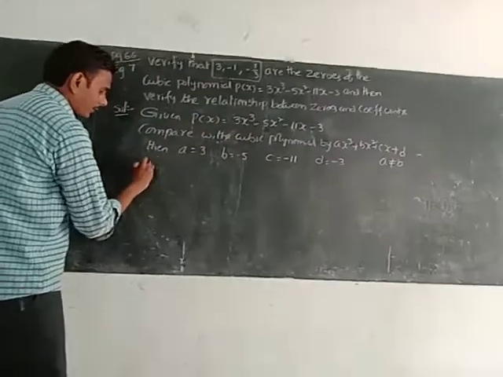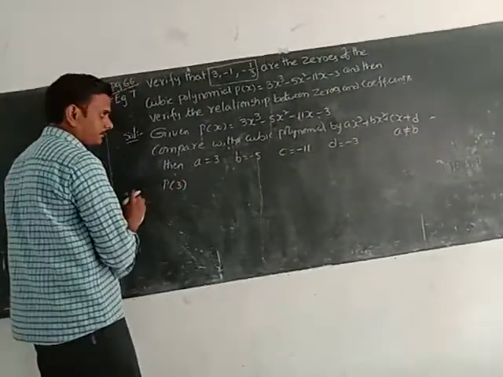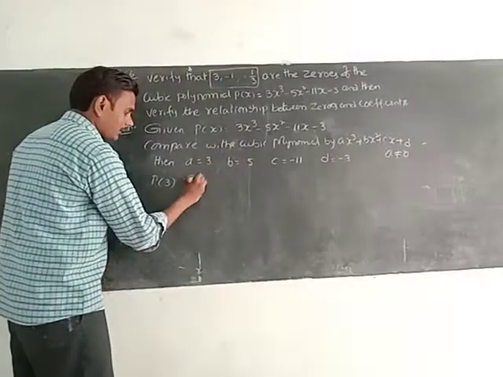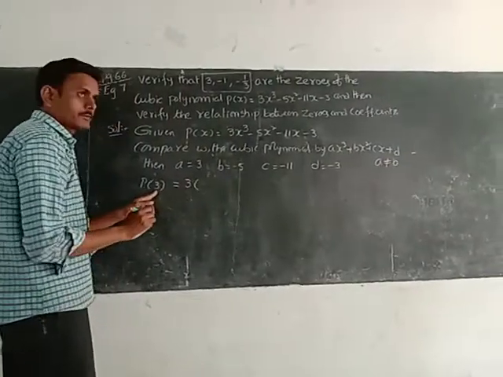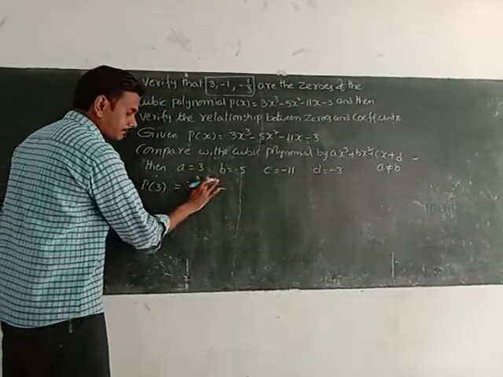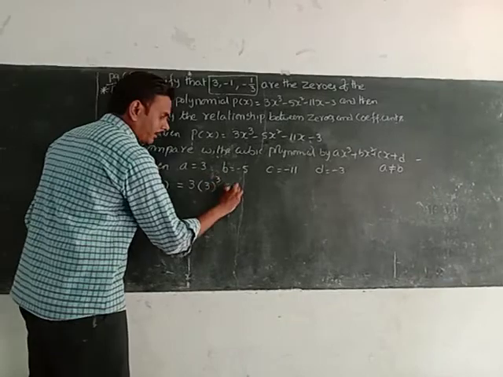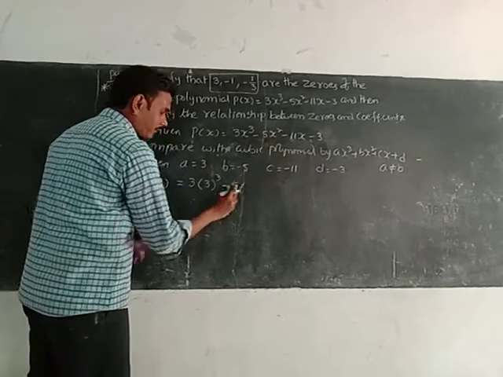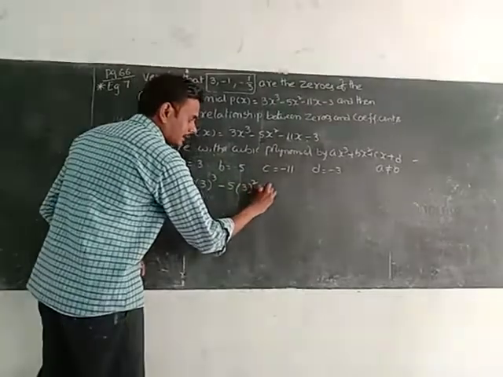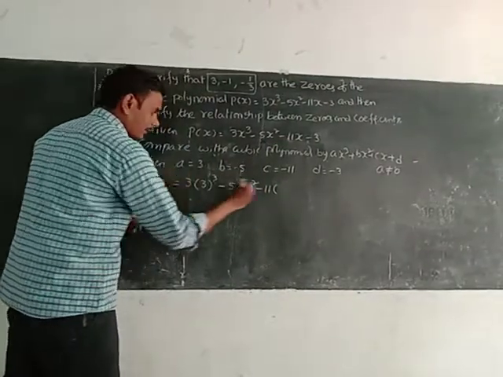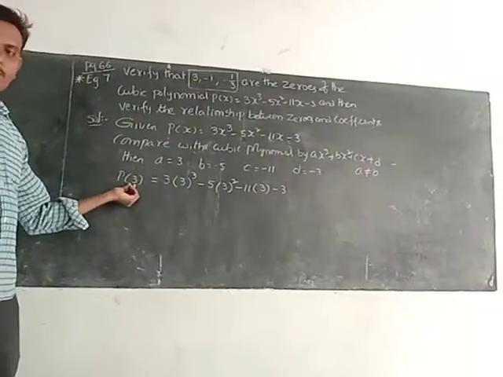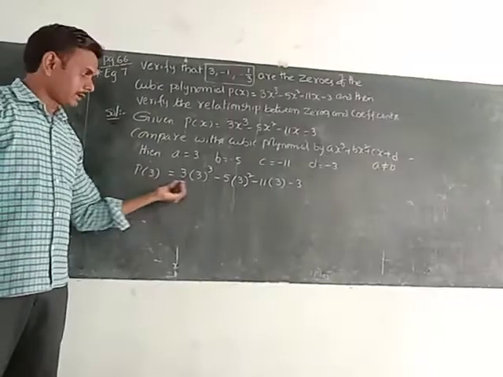P of 3 I want to calculate. P of 3 equal to 3x cube, that means 3 times the x value 3 cubed, minus 5 into x square, 5 into the x value 3 squared, minus 11 into the x value 3, minus 3. Just replace x by 3. By replacing x value as 3, we get this.